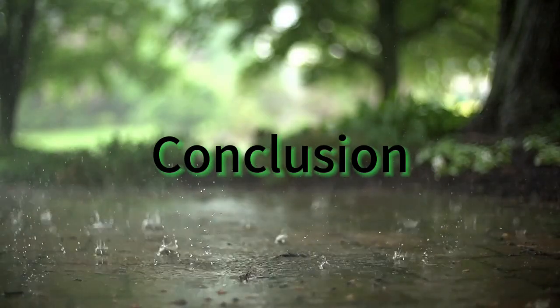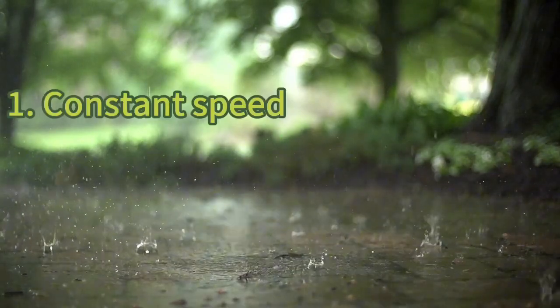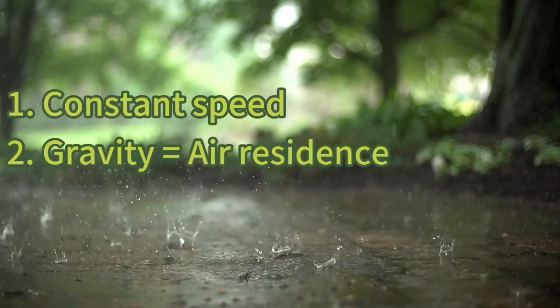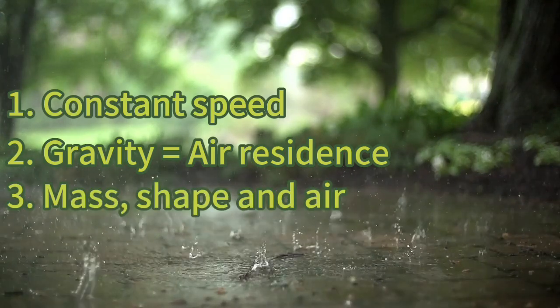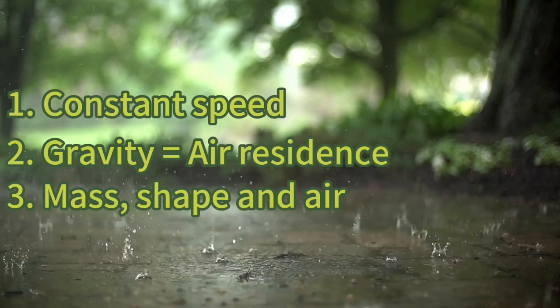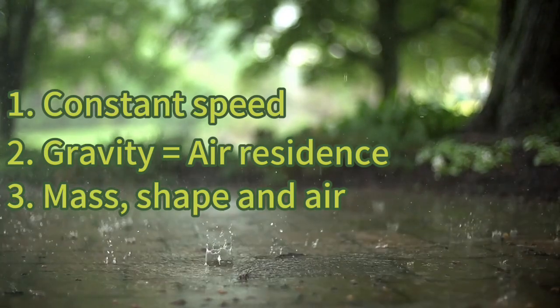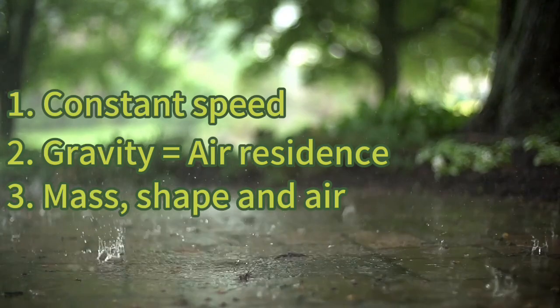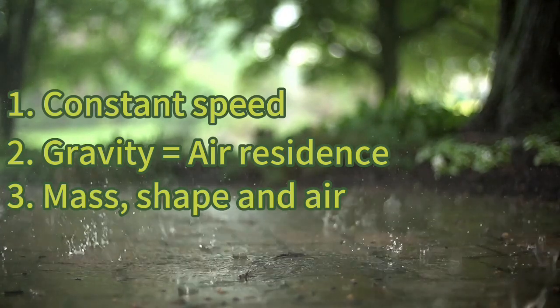To wrap up, terminal velocity is the constant speed an object reaches when the force of gravity is balanced by air resistance. We've looked at how an object's mass, shape, and the air around it all affect terminal velocity. Whether it's raindrops, skydivers, or even rocks in space, understanding terminal velocity gives us a fascinating look at the physics of motion and force.